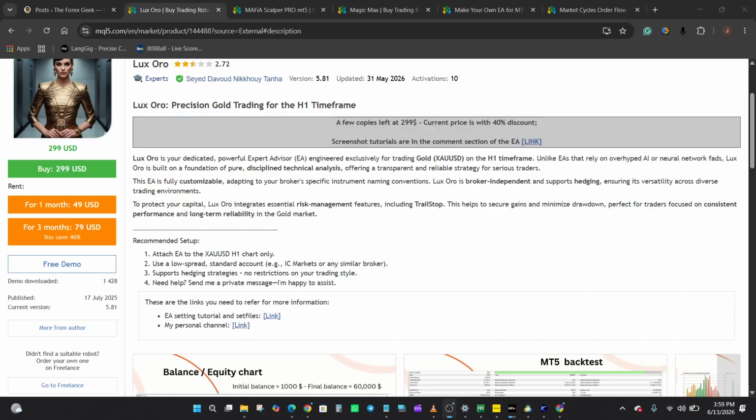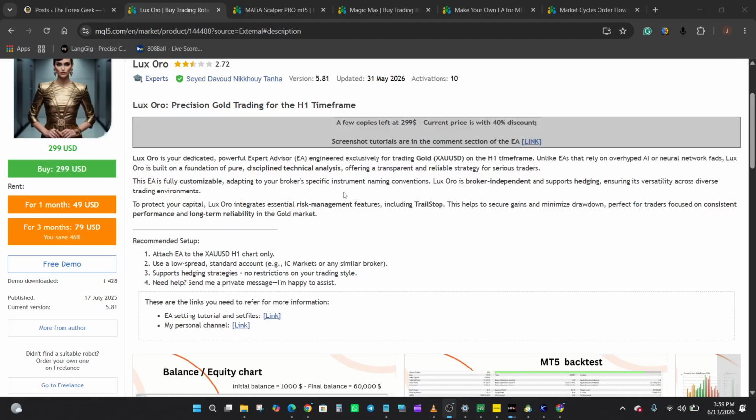As I continue through the product information, risk management is another area that receives attention. The EA includes a trail stop feature designed to help protect open profits while also aiming to reduce drawdown exposure. Features like this can play an important role in trade management, particularly when market conditions become more volatile.